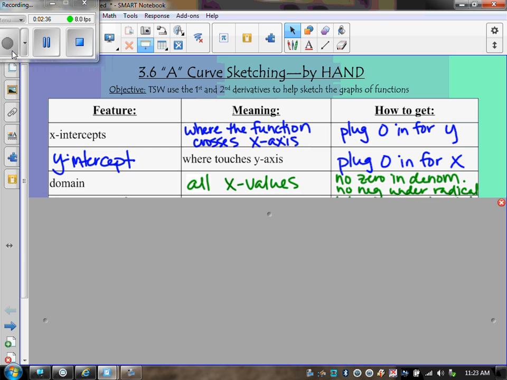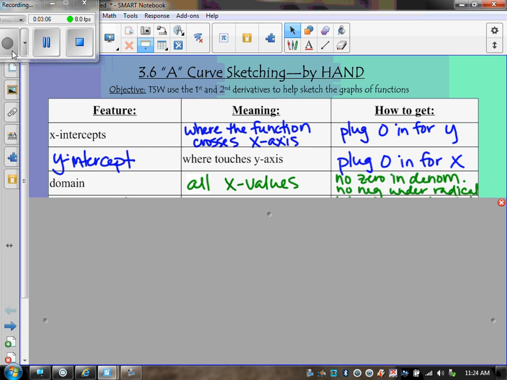Okay? The next thing, domain. Domain means all of the x values. What x values work in our function? There are some times where x values do not exist or don't work. For example, if we have a denominator. If we get a 0 in our denominator, we end up with a vertical asymptote, right? Or remember, if there's a hole, if there's anything on top that cancels with anything on bottom, then there's a hole there, which means I have no x value. That x value is not in the domain.